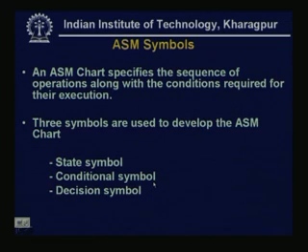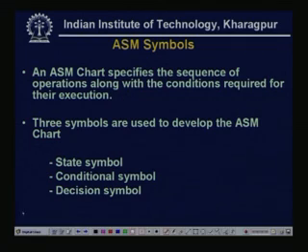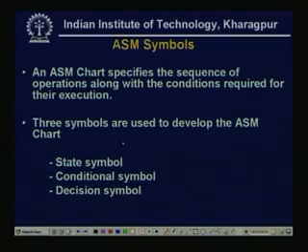Now, just like our normal flowchart, ASM has some symbols. An ASM chart specifies the sequence of operations along with the conditions required for their execution. Here the ASM is used to design a digital system. For the whole digital system design, there is a sequence of operations, and this ASM chart specifies this sequence of operations. Normally three symbols are used to develop the ASM chart: one is called the state symbol, then the conditional symbol and the decision symbol. So, only three symbols are used for an ASM chart.